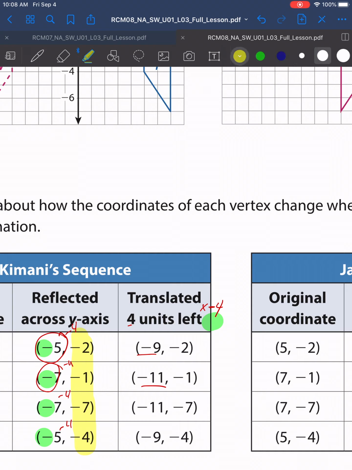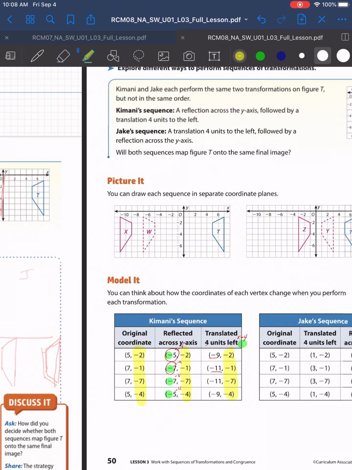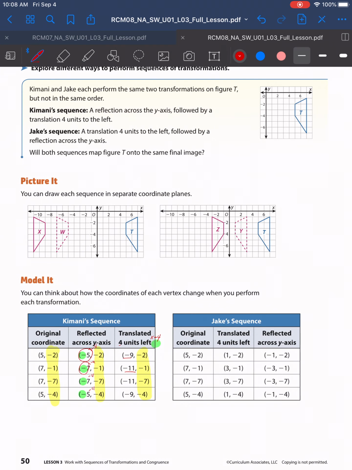Let me get my little highlighter again. The y's all stayed the same. Okay. So we just learned a new rule. The new rule we just learned is that if it reflects across the y-axis, the x's change to their opposite sign.